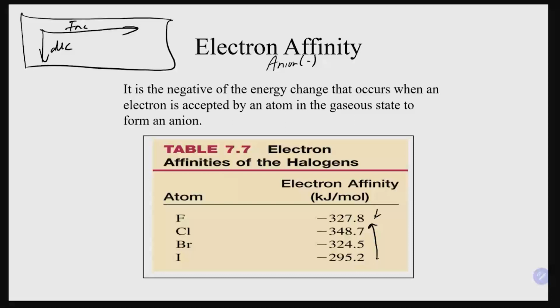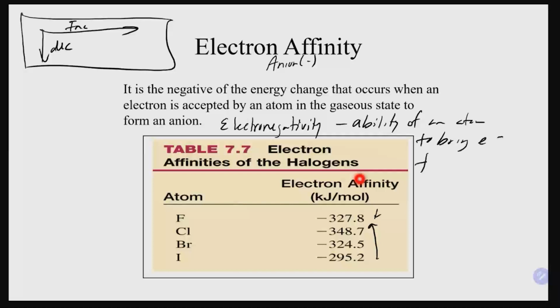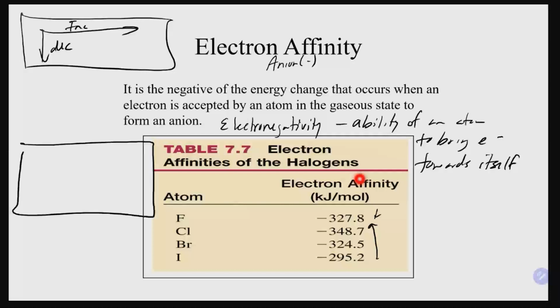This should not be confused with everybody's other favorite thing, which is electronegativity. Electronegativity is the ability of an atom to bring electrons towards itself. Also on the periodic table, it increases as you go this way, right? Decreases as you go this way. Most electronegative element is?